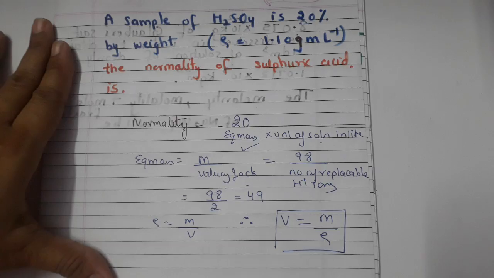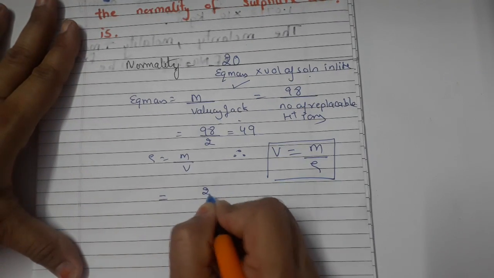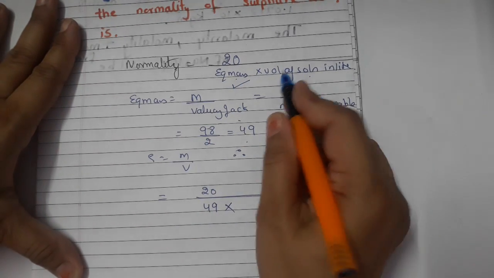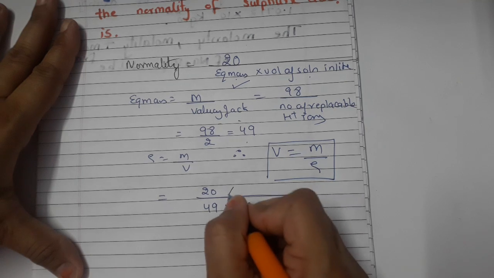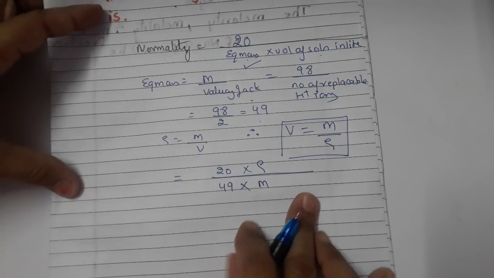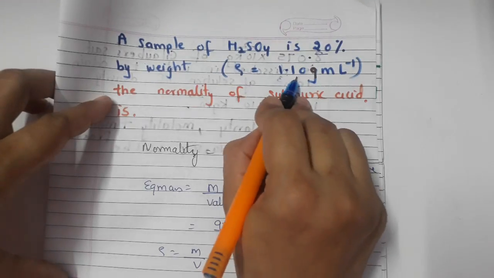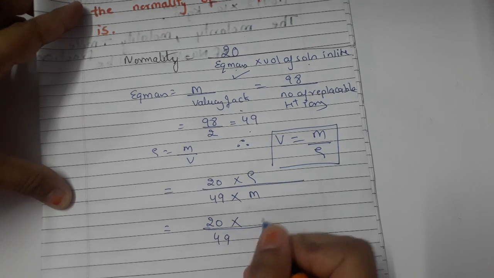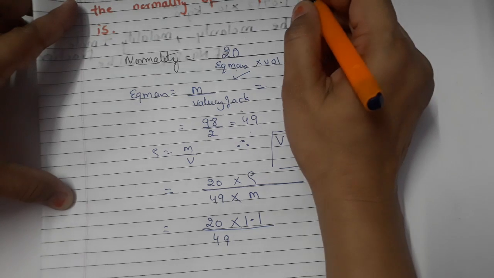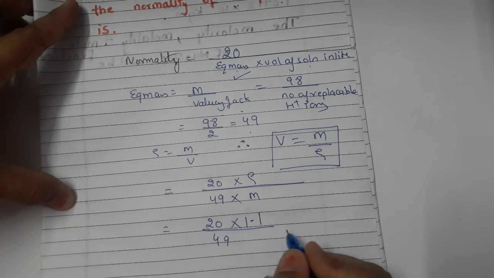Please note down this. Now I am going to substitute this in the first given formula. Normality is equal to 20 upon the equivalent mass we have calculated, 49. For the volume of solution, I will write mass over here and density over here. So 20 upon 49, density is given 1.10, and it is given in gram per liter. Now mass is 100 grams.